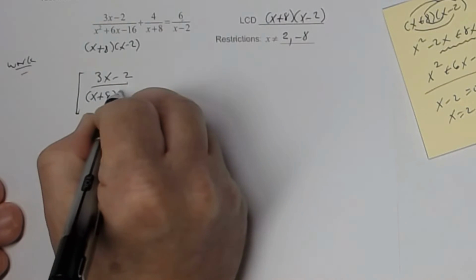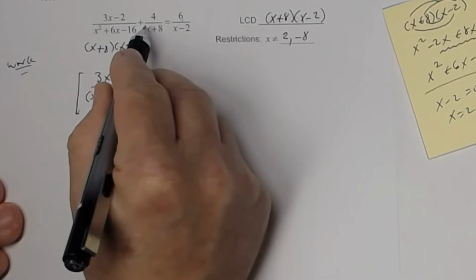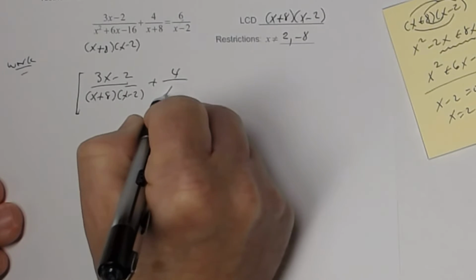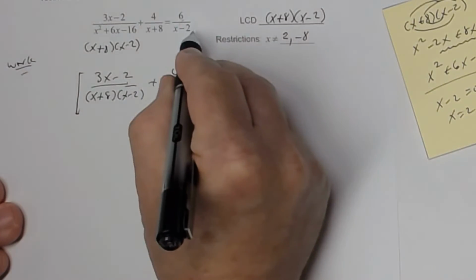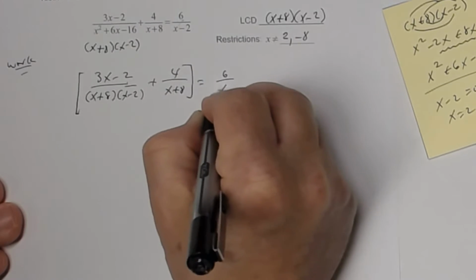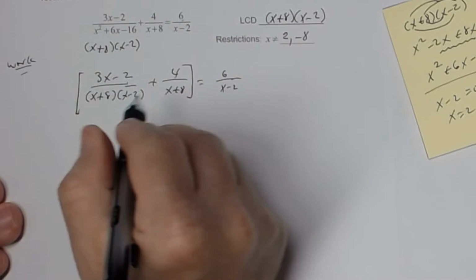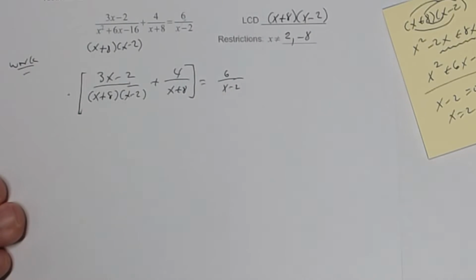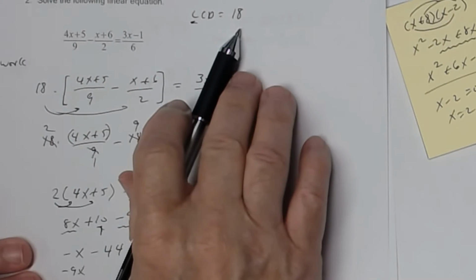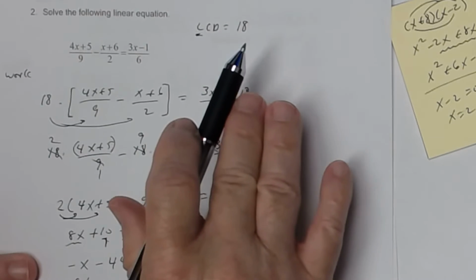x plus 8 times x minus 2, plus 4 divided by x plus 8 equals, and on the right side, since there's only one rational expression, I'm going to write it without any brackets or parentheses, and I'm going to say multiply by the least common denominator. So remember in the previous problem, the least common denominator was 18, and notice we didn't have any restrictions, right?